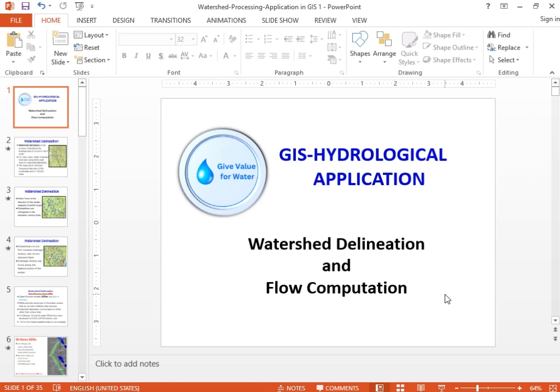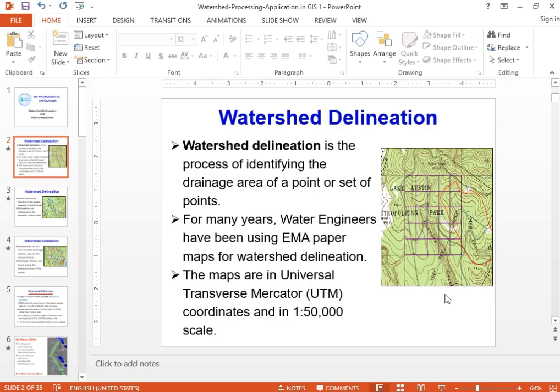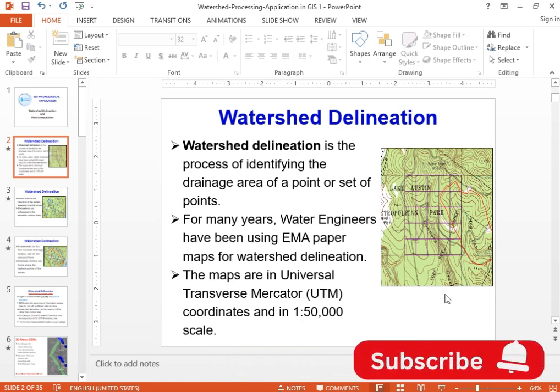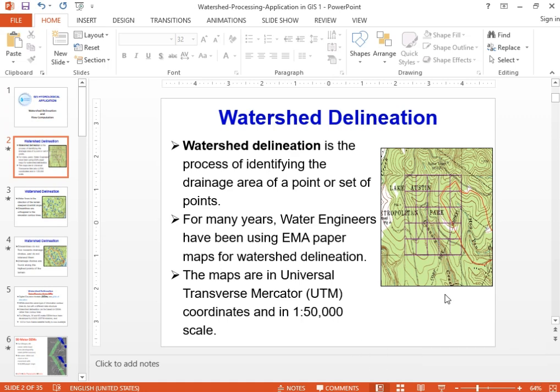Welcome to today's tutorial on GIS hydrological application. It is about watershed delineation and flow computation. To start with, let us first see what we mean by watershed delineation. Watershed delineation is the process of identifying the drainage area of a point or set of points.